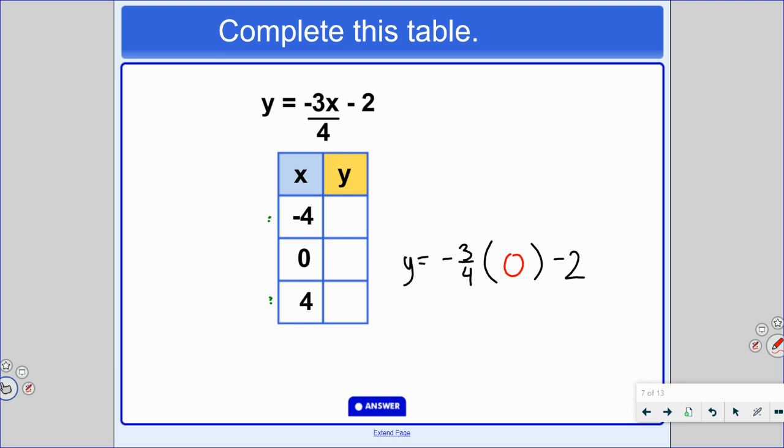So what is 3/4 of 0? 0. What's the opposite of 0? There is no opposite, but go down 2, and your output value would be -2. So when you input 0, the only output that would work and make a true statement is -2.